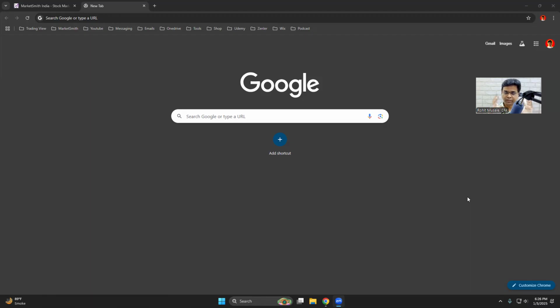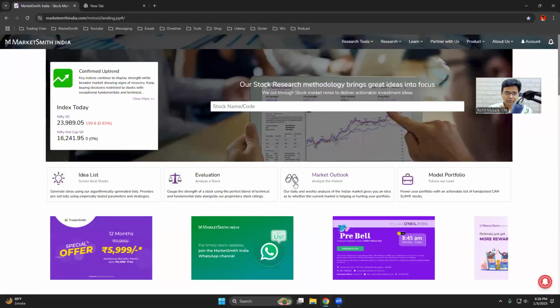So this is like a MarketSmith India tutorial. This is the best way to understand this powerful website, this powerful platform for screening stocks, to get a good hold on how the market behaves. Okay, so let's look at MarketSmith. As you can see, this is the homepage of MarketSmith.